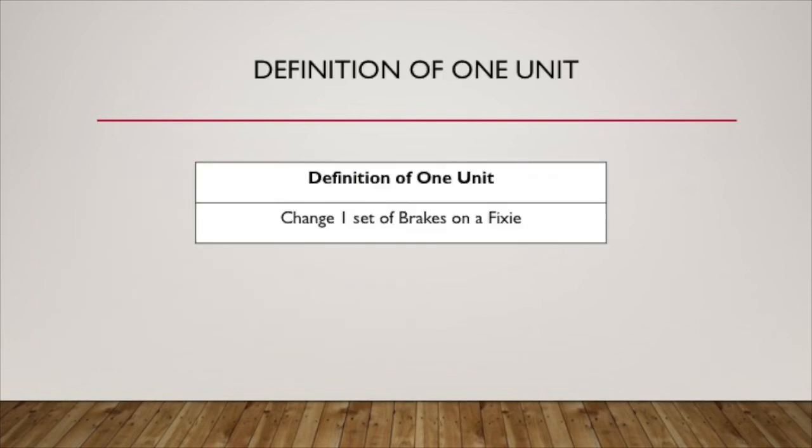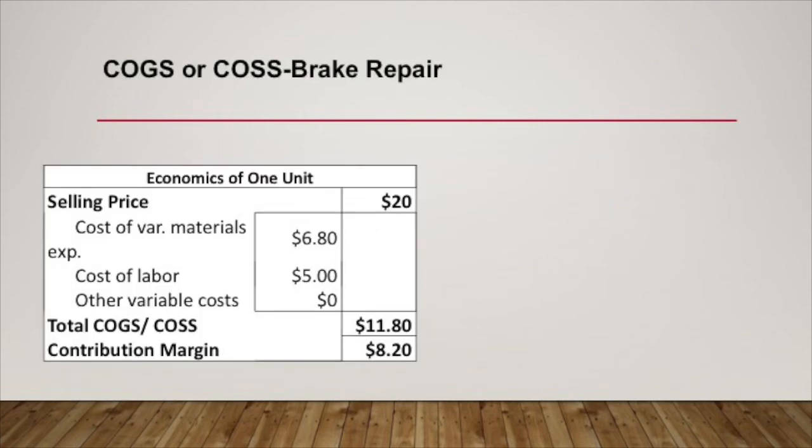Let's go to slide 20 if you're doing a service, okay? So I'm going to do this for a service too. Change one set of brakes on a fixie. That's my service. I'm a bike repair shop, one change of brakes. So we now have done the economic unit of one. You have that section filled out for this next business, a service. Let's go to slide 21. Slide 21, you will see how I have it broken down.